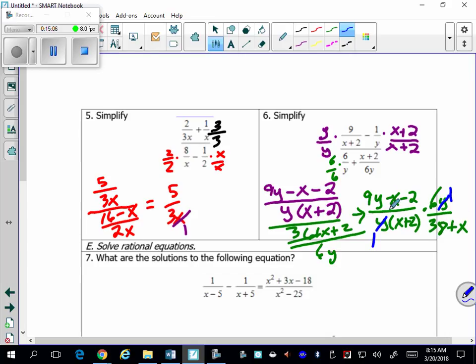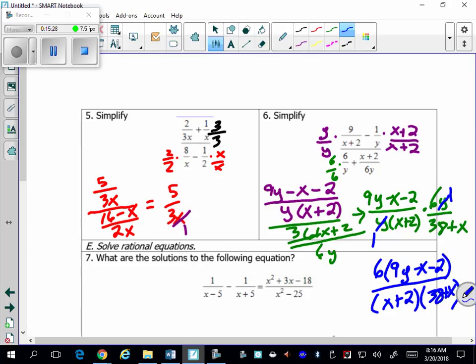So I'm going to rewrite it down here. We have 6 times 9y minus x minus 2 over 1 times x plus 2 is x plus 2, and 38 plus x. And that is your final answer. It is not a pretty answer, but it is our answer.